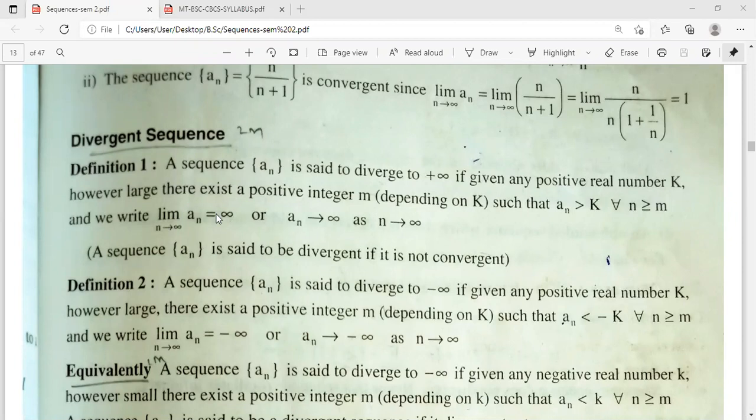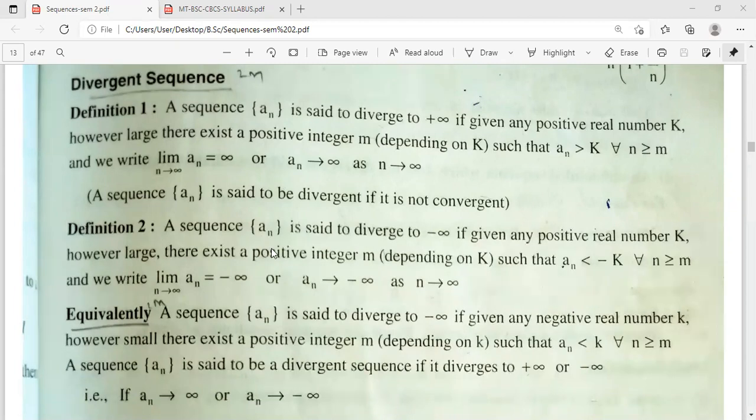Either you can write limit a_n as n tends to infinity equal to plus infinity, that is a_n tends to infinity as n tends to infinity. Now the second definition, of a divergent sequence.